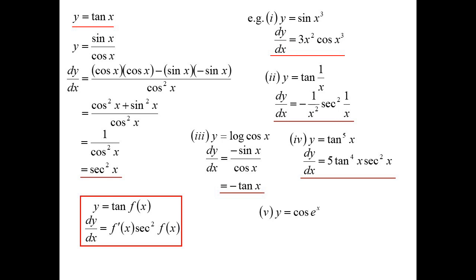The swimming question. We differentiate the angle. Differentiate e to the x, we get e to the x. World's easiest derivative. Cosine goes to negative sine.